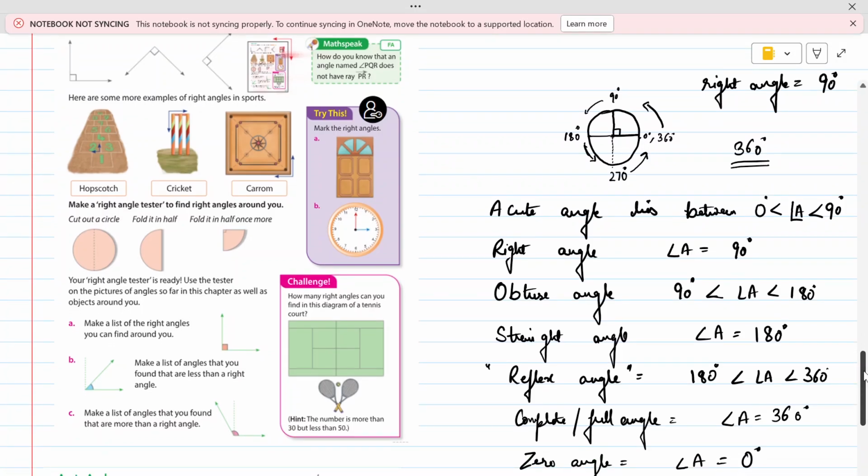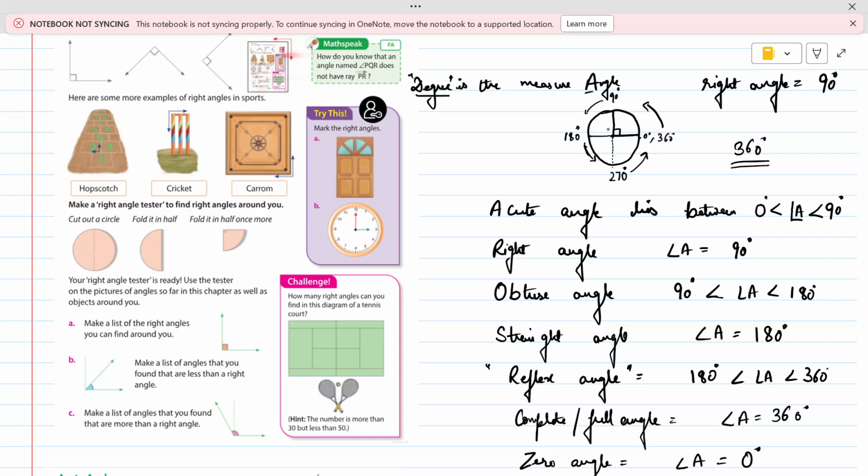So what we have learned is that a complete circle is of 360 degree. Degree is the measure of angle. Like in the case of length, we have centimeter, meter, kilometers. Similarly, in the case of the angle, the degree is the unit. It is the measure. All right.